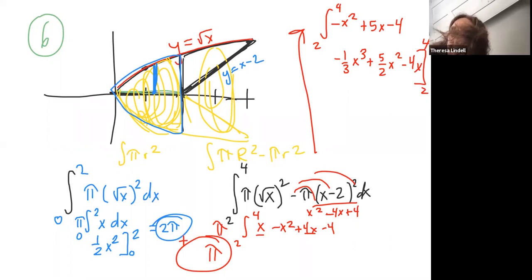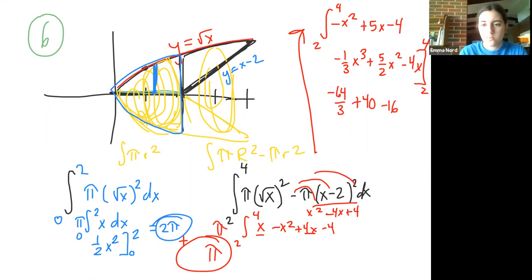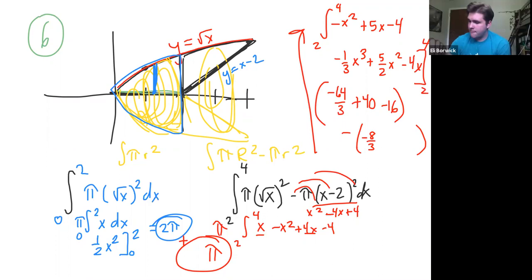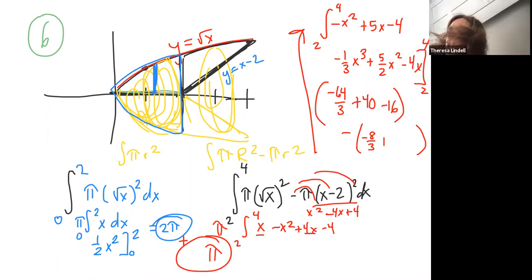Ew, 4 cubed is 64, so negative 64 thirds. 4 squared is 16. 16 divided by 2 is 8 though, plus 5 is 40. Plus 40, minus 16. So that's what you get when you plug in 4. Subtract what you get when you plug in 2. 2 cubed is 8, so negative 8 thirds. 2 squared is 4, times 5 is 20, divided by 2 is 10. Is that right? Yeah, 4 divided by, yeah, minus 8. Boom.